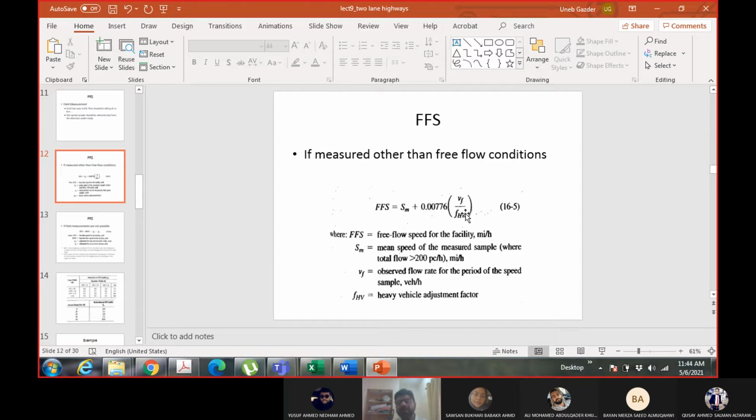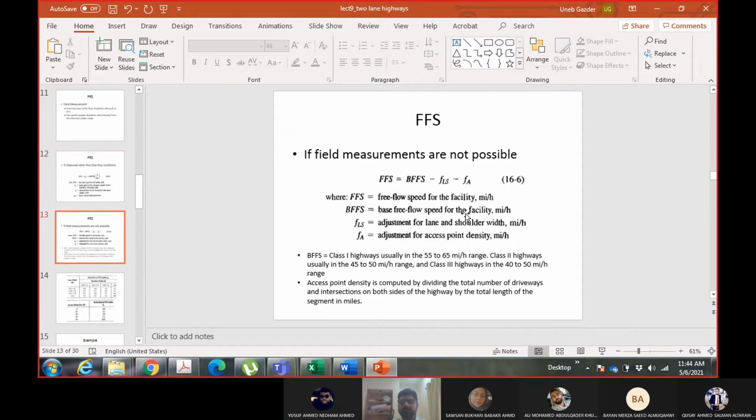Now let's say you don't have any speed sample. Speed is not collected at all from the highway in any condition. Then you can use this equation to calculate the free flow speed. In this equation, you need the base free flow speed, the design speed, the highest value. You have already used it for multi-lane highways as well. You need the adjustment factor for lane and shoulder width, and you need the adjustment factor for access point density.